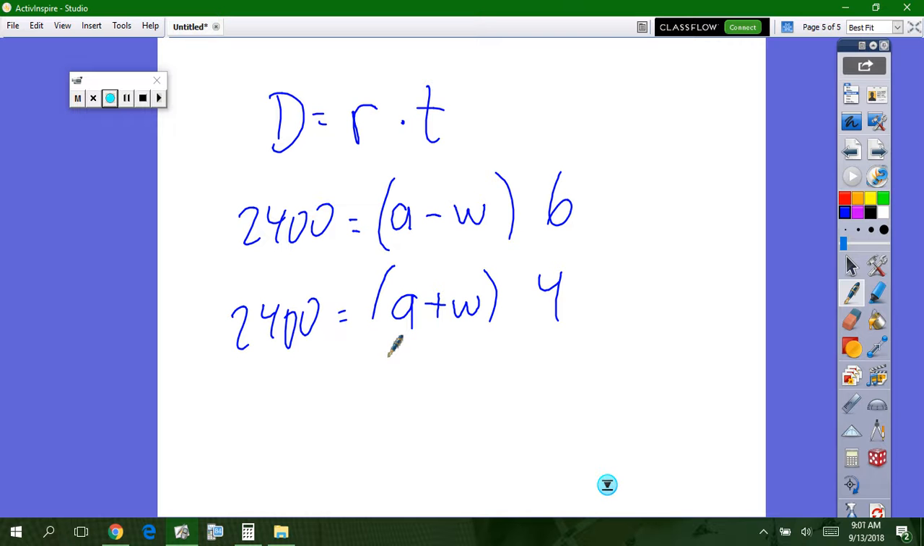All right. So either A, I could distribute it through, or what else can I do? Notice if I just divide them, watch what happens when I divide them. I get 400 equals A minus W, and 600 equals A plus W. Why did I do that? When I add these two together, don't I already get rid of something?